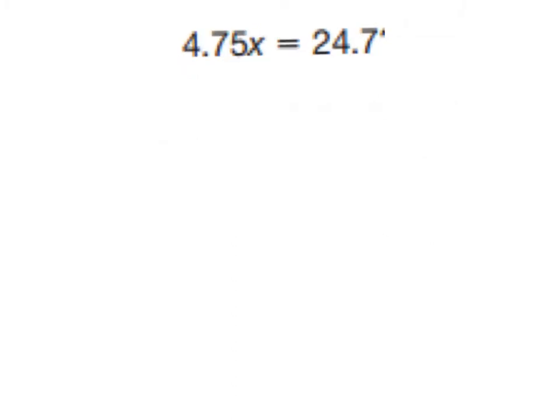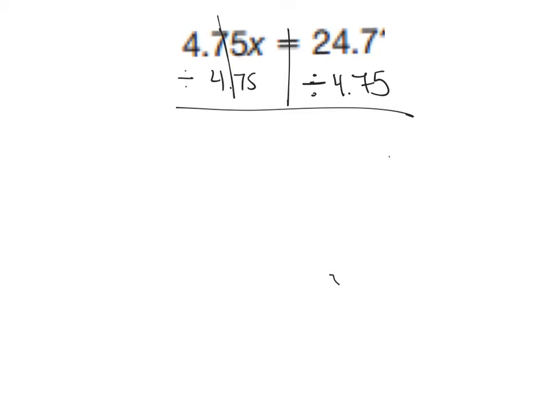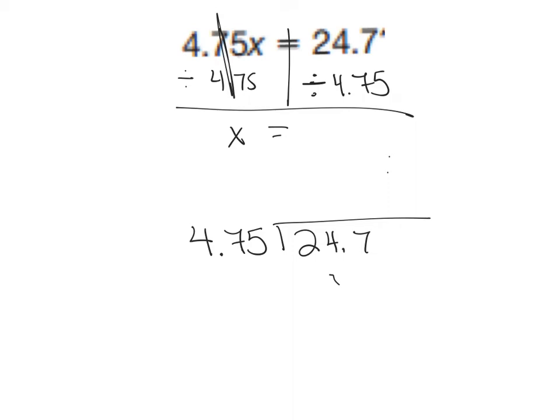Okay, on this next problem, we have to remember that when there is a number and a variable right beside each other, that means multiplication. So we are actually going to be dividing by 4 7/500 on both sides. Okay, and so 4 7/500 divided by 4 7/500 makes a 1. So I have 1x, and then I'm actually going to come to the bottom here and rewrite this as a long division problem with 24 7/10 in the numerator.